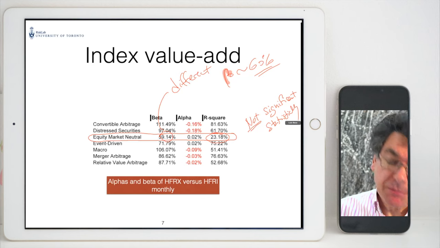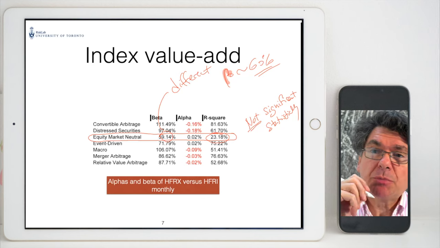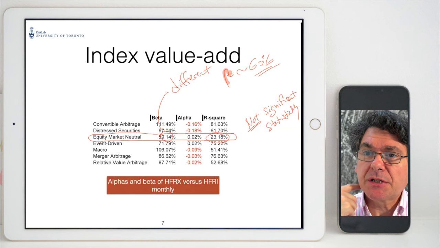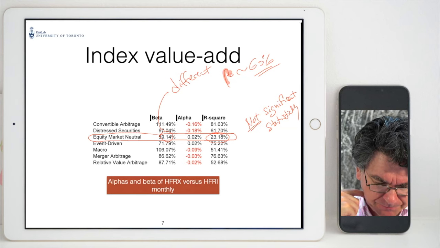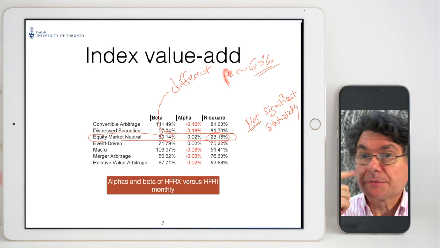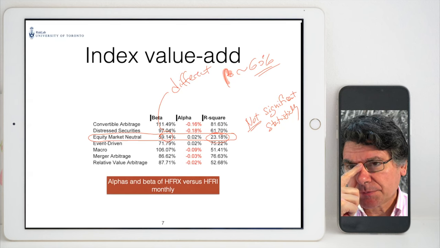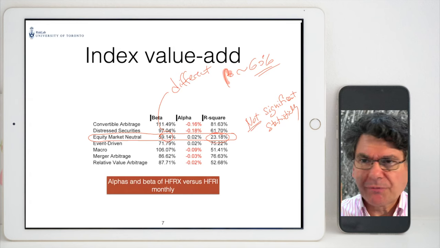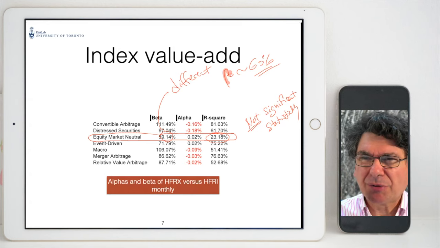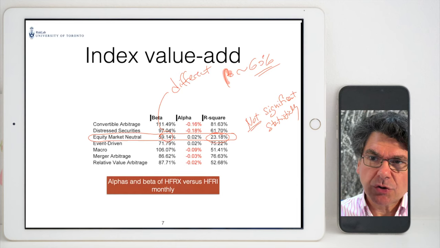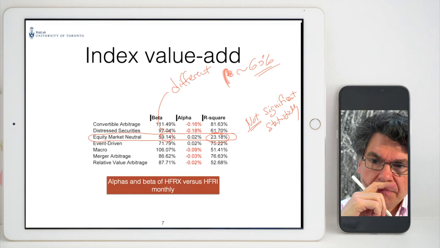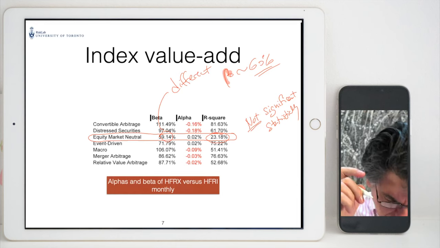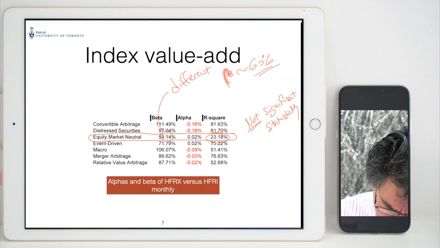That means that in this particular case, the investable and the non-investable indices are very, very different. Okay, you can read this from the alpha. No, sorry, you can read this from the beta. The alpha, no. From the beta and from the R squared. Okay, they're very different. And you can go on like that.